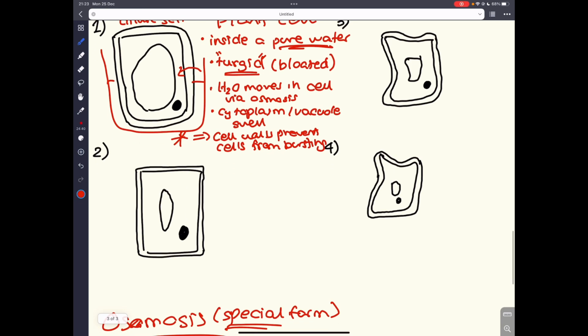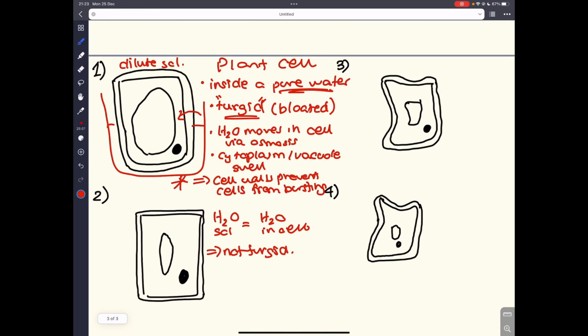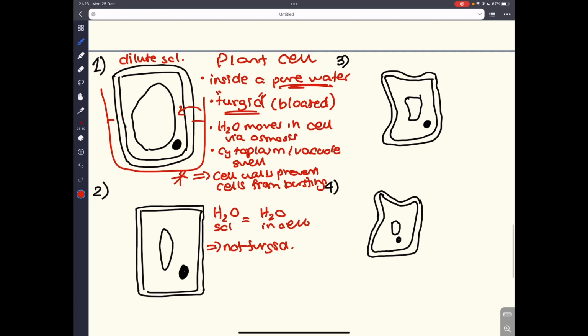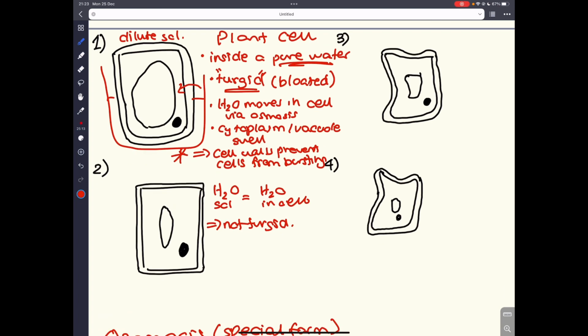Figure 2 shows a cell when the water potential in the solution and the water potential in the cell are equal. You can see that it's not turgid at all. It is just simply as it is. The net movement of water is not going anywhere because they are equal. There is no concentration gradient, no H2O gradient. So in this case, no osmosis occurs.